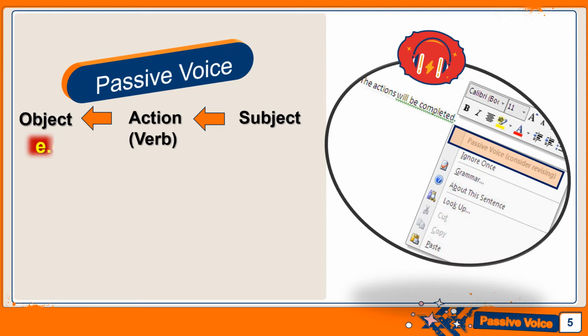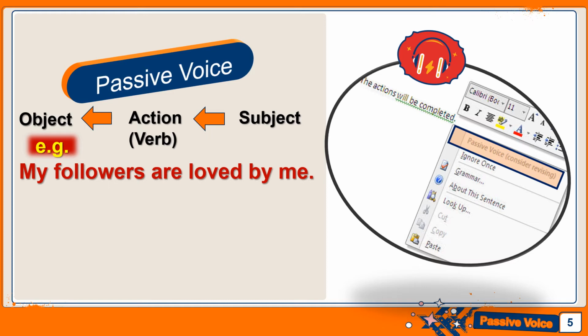All right. Let us take the same old example that we took there in active voice. I love my followers. Now, this is active voice. Let us change it into passive voice. The subject over there was I and the object was my followers. Let us reverse it. So our sentence will start with object now, that is my followers. Action over there was love. We have to change it into third form of verb. Love will change to loved.